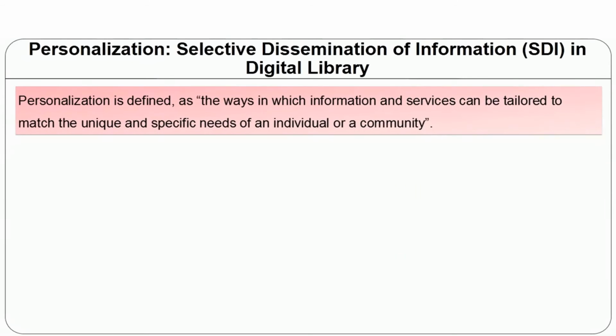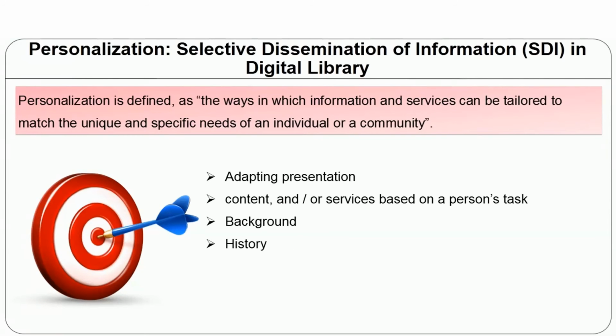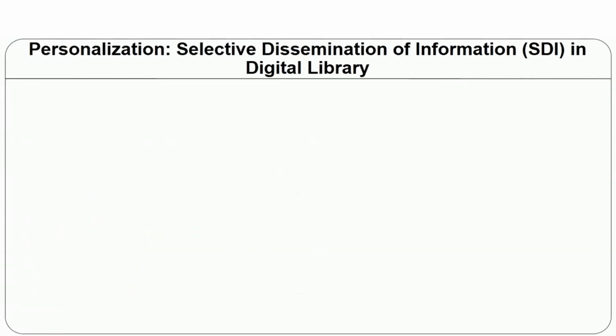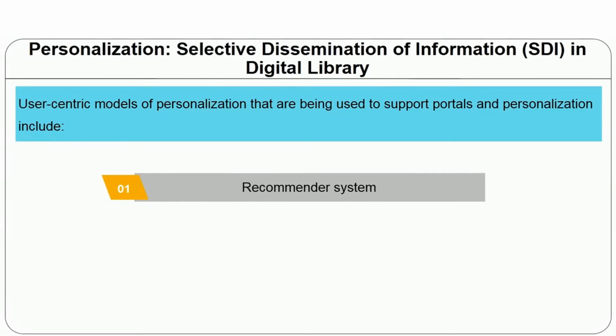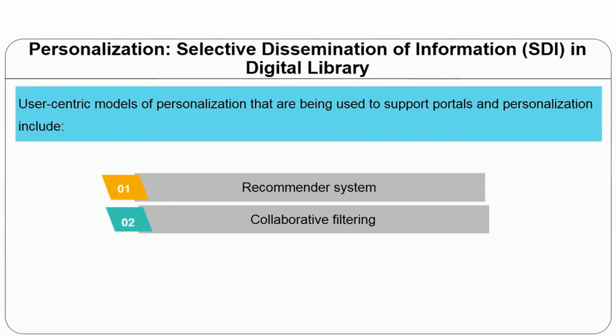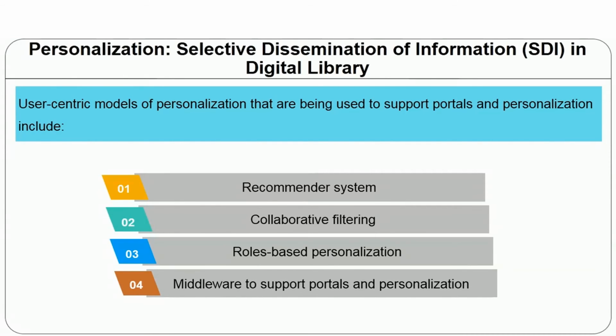If you look at the definition of personalization, the way a user is served is tailor-made to match the unique and specific needs of an individual. This goal is achieved by adapting presentation, content and services based on the person's task, background, history, device, information needs, location, etc. So this is generally a user-centric model, personalization. This includes recommender systems, collaborative filtering, role-based personalization, and middleware to support portals and personalization.